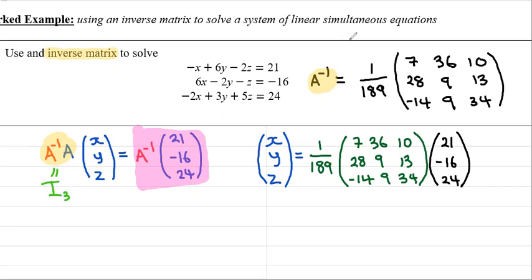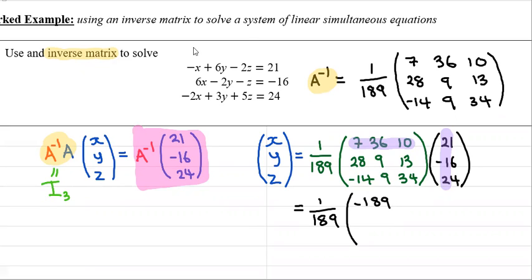Okay, so we apply matrix multiplication now. I've got the first row and the first and only column. I have to find the product of those. So we're going to compute that, and then it's going to be 1 over 189 multiplied by all that. All right, so this is going to give us a 3 by 1 column vector. Now, we have 7 multiplied by 21, plus 36 multiplied by negative 16, plus 10 multiplied by 24. If we find that, we're going to get the answer, which is negative 189. Isn't that nice?